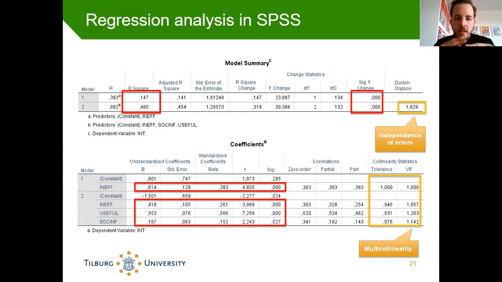If you have two or three predictors that all correlate very highly, so they more or less measure the same thing, that's not very useful. That's what this test is testing for you. And here, if you look at the VIF column, if those values are not higher than 10, which they are not at the moment, you can assume that this assumption is being met.